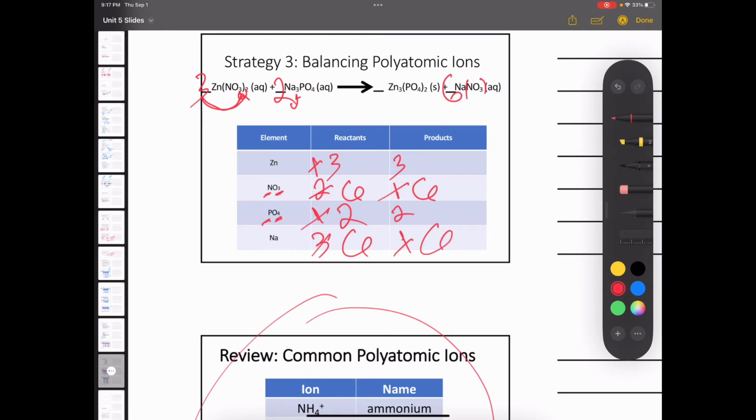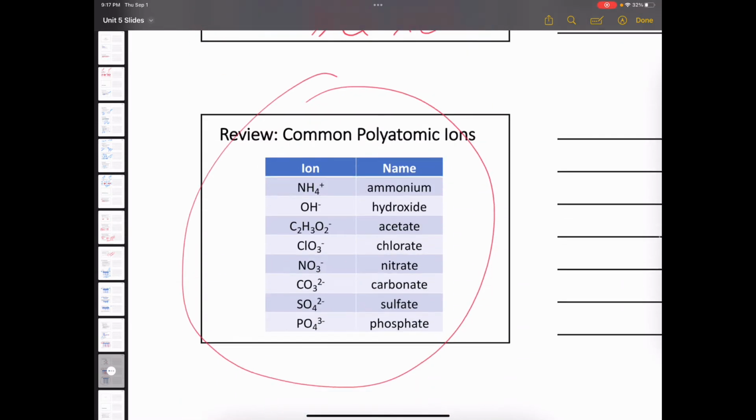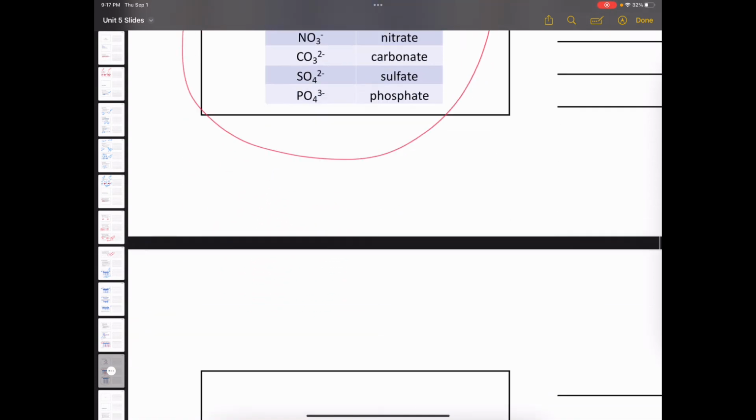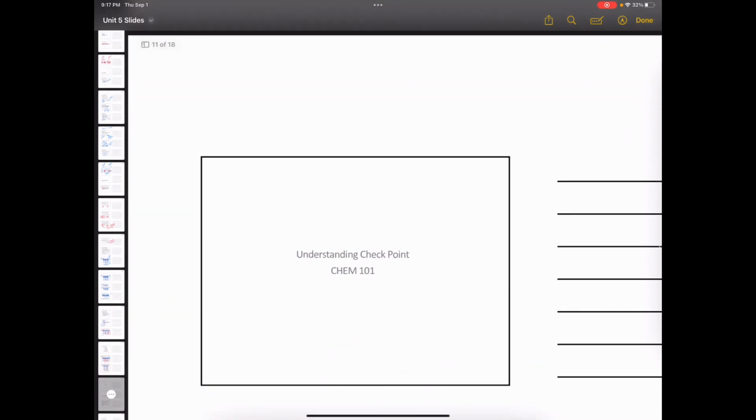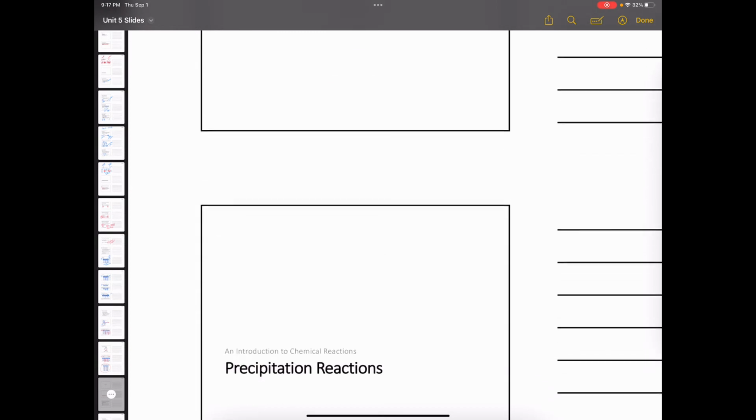So I highly recommend being familiar with the polyatomic ions and try to keep the polyatomic ions as one piece when trying to do stoichiometric balance. I think it's a lot easier. I think it makes more sense. And it does prevent you from making mistakes. Okay? And here's the list of common polyatomic ions. So at this point, this should take care of the stoichiometric balance.